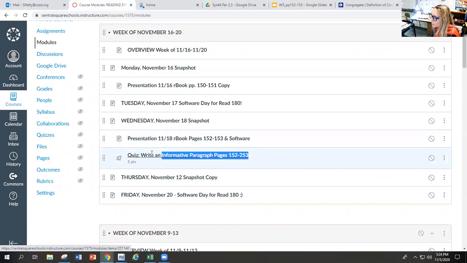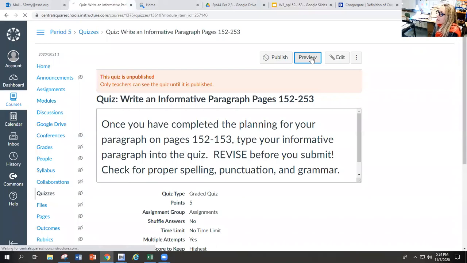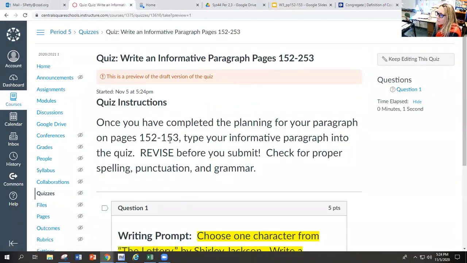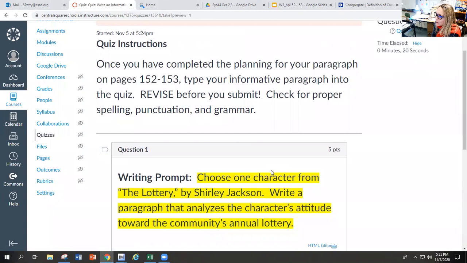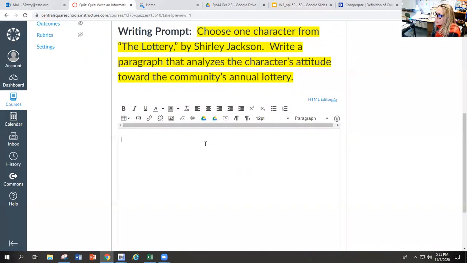Quiz: write an informative paragraph, pages 152 to 153. Now, when you open it up, I'll have some directions at the top. Once you have completed the planning for your paragraph on those pages, type your informative paragraph into the quiz. Revise before you submit. Please revise. You should be revising as you go anyway. Check for proper spelling, punctuation, and grammar. So type it in down here.